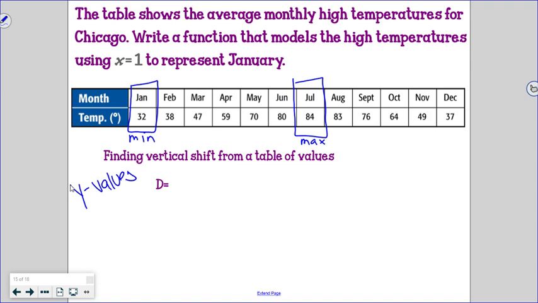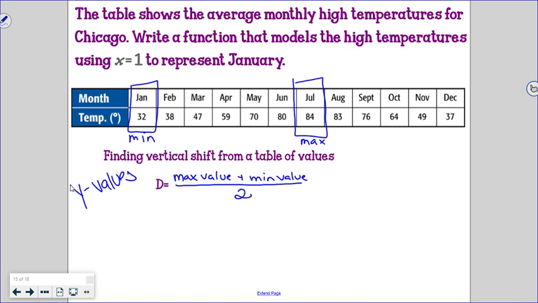Now, there is a little bit more cumbersome formula for finding the midline, and that is exactly what it is. It is the average of your max and min. So you could take your max value, which would be 84, plus your min value, which would be 32, and divide by 2.